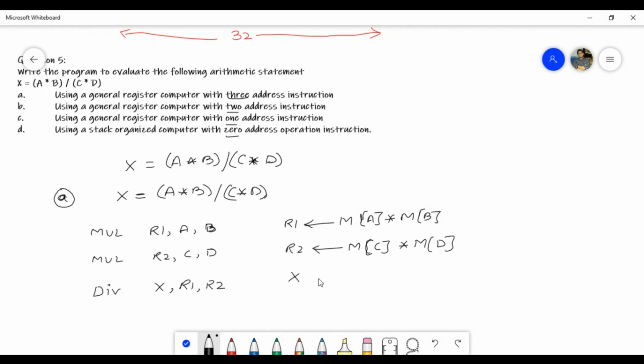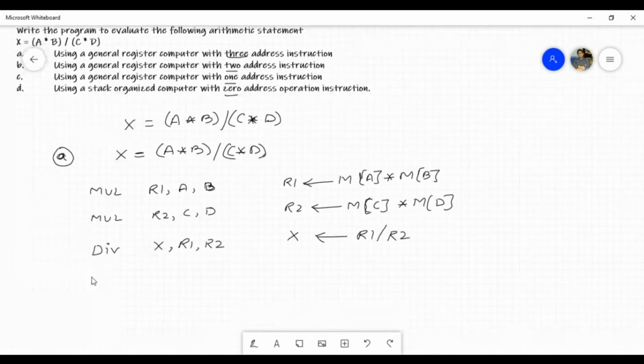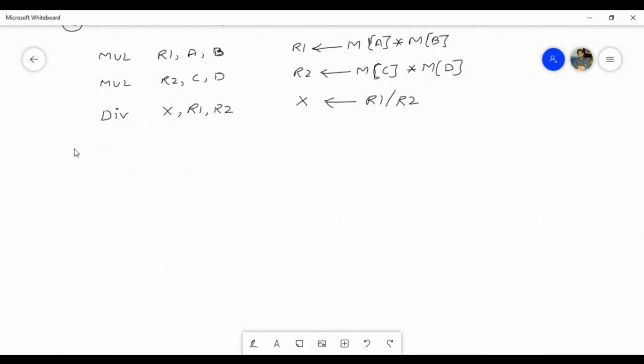So X implies R1 by R2. That means here we are using R1, R2, and X, three registers. So this is simple. In the second part, we are going to use only two addresses. So 1, 2, 3 is finished, and we will go to the two addressing.